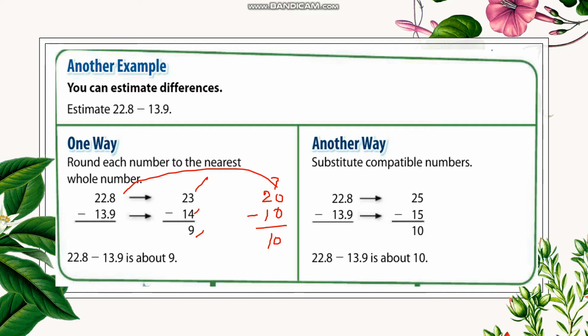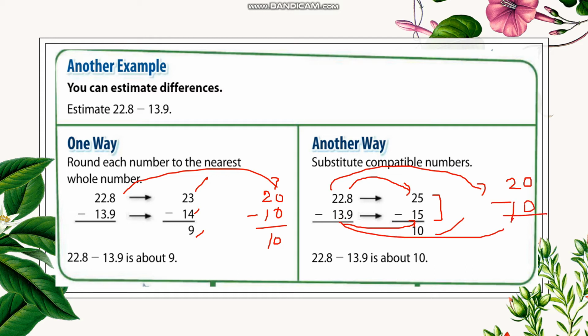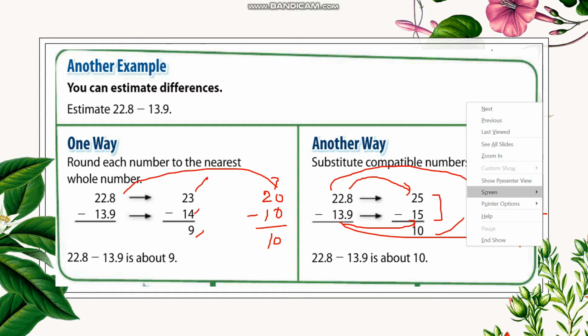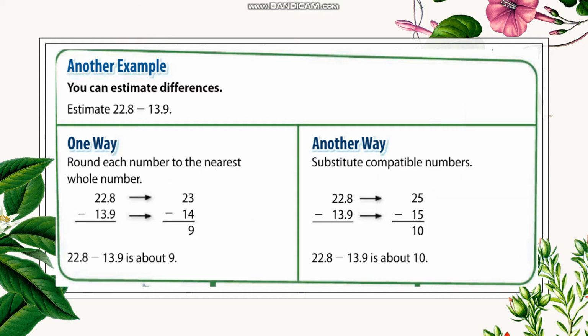So, 22.8 is nearest to 25 and 13.9 is nearest to 15. So they are compatible now because it's easy to subtract. So 25 minus 15, the answer is 10. Or you will change this into 20 and you will change this into 10. So 20 minus 10, that is equivalent to 10 also. So those are the different ways on how to estimate.